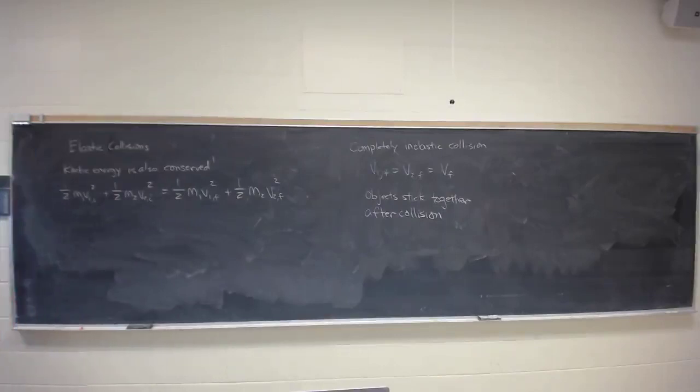So we should talk about collisions in 1 dimension and 2 dimensions. In collisions, momentum is conserved in each dimension, so the y momentum is conserved and the x momentum is conserved. So you have two different equations if you want to know what's going on in 2 dimensions.